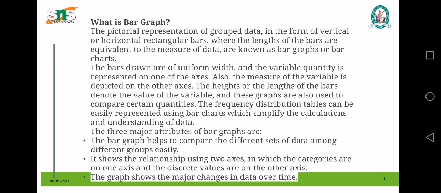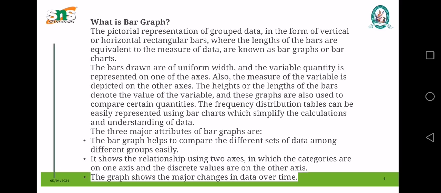What is a bar graph? The pictorial representation of grouped data in the form of vertical or horizontal rectangular bars, where the lengths of the bars are equivalent to the measure of data, are known as bar graphs or bar charts. The bars drawn are of uniform width and the variable quantity is represented on one of the axes. Also, the measure of the variable is depicted on the other axis. The heights or the lengths of the bars denote the value of the variable.